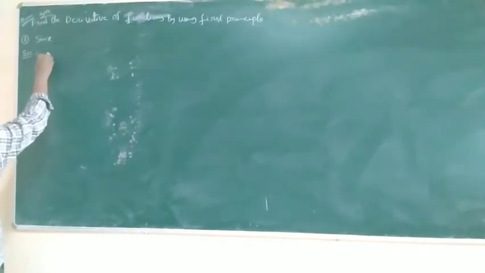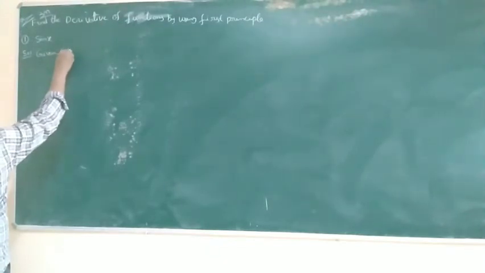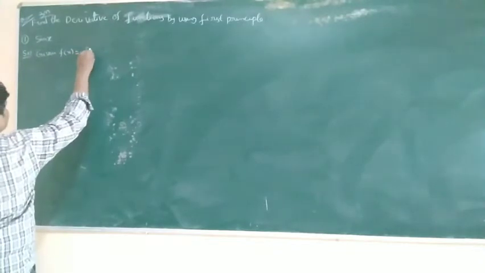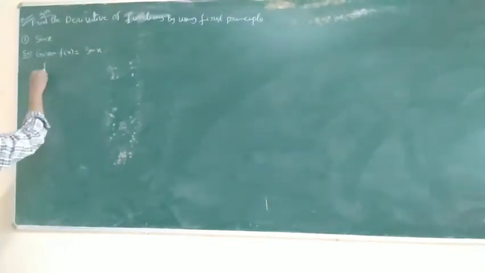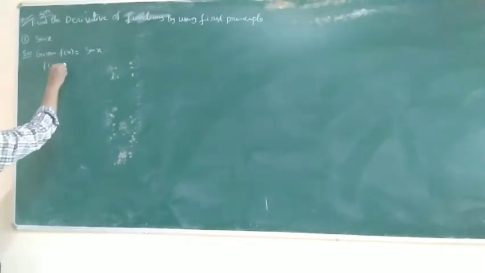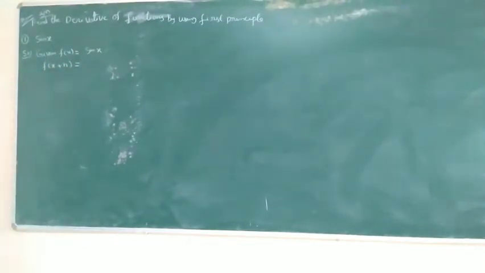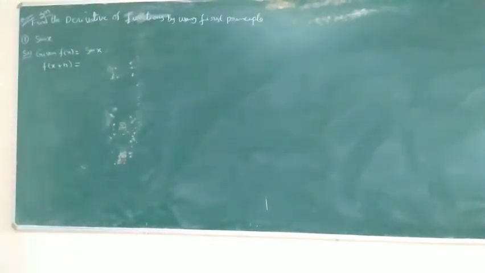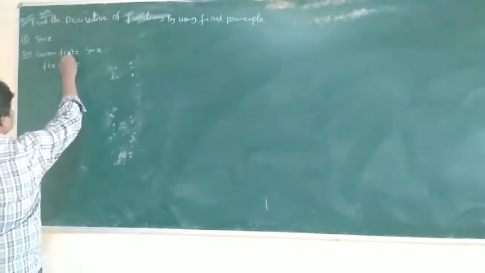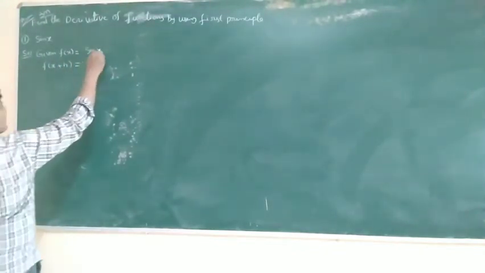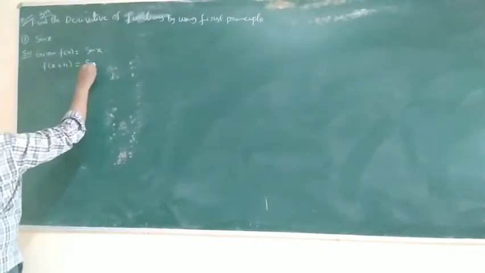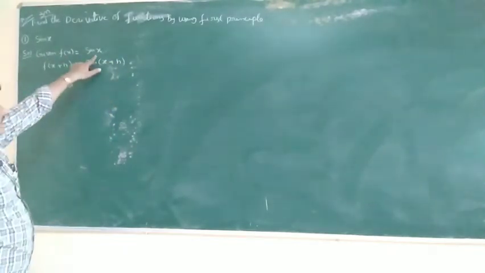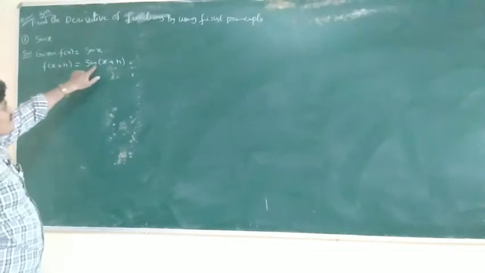Given f of x is equal to sin x. Clear? Next, f of x plus h. After taking the given function f of x, you have to find f of x plus h. f of x plus h means replace x with x plus h, so f of x plus h is equal to sin of x plus h.